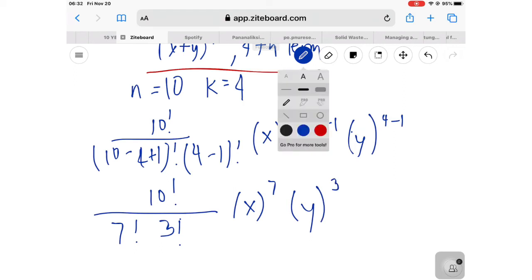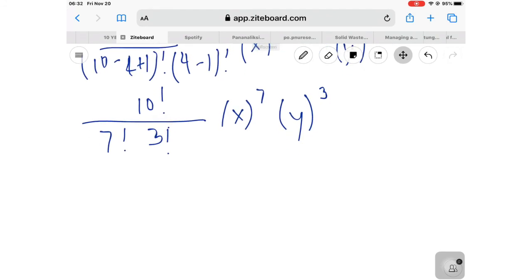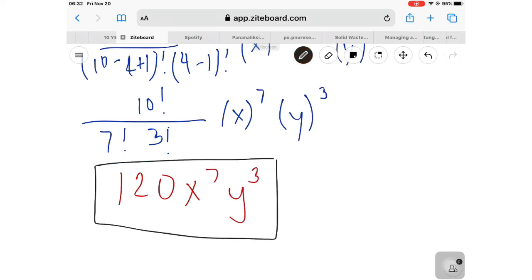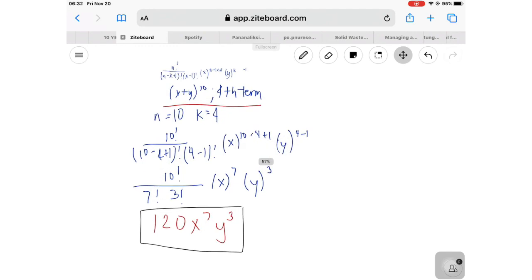So, let's simplify it. So, 10 factorial over 7 factorial and 3 factorial will be 120 x raised to 7 y cubed. So, this is our answer. Ganun lang siya, kadali. Sundan lang natin yung formula.